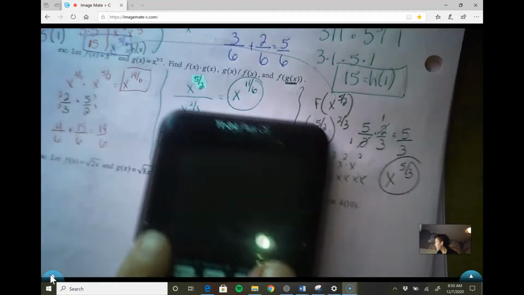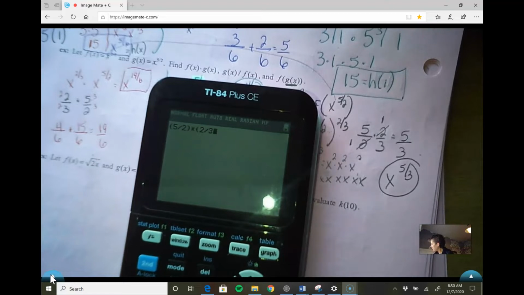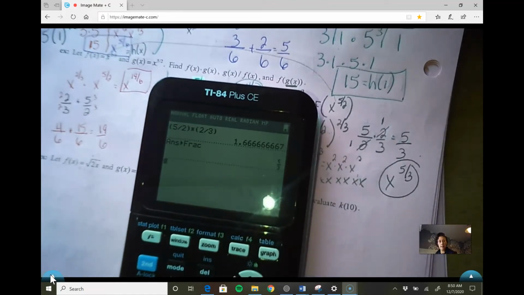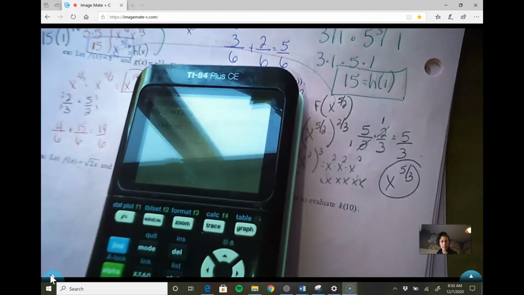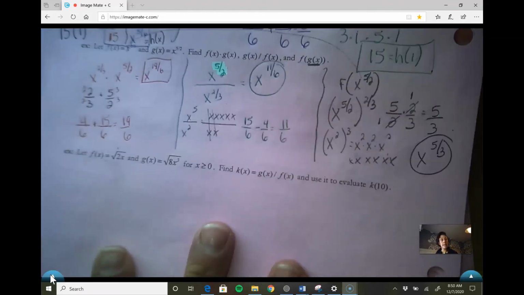So you can take 5/2 times 2/3. I get this decimal. If I just press that math button and choose the very first option, it's kind of hard to see, but you get that 5/3 that I got. All right, so we're going to save this last one as a class.